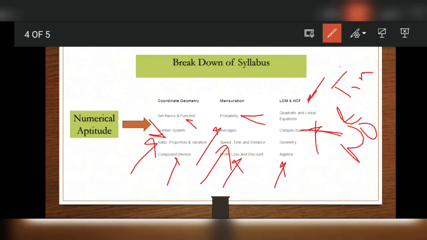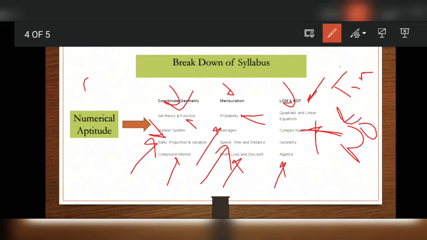So you don't have to study everything part by part, or if you are weak in some topic, then leave it. This is just a normal numerical aptitude syllabus. It is present in every examination. You have to face it if you want to appear for any kind of competitive examination.